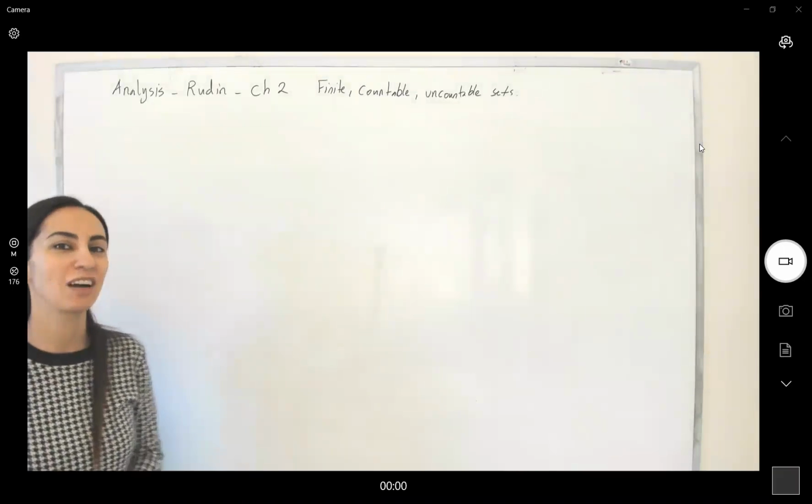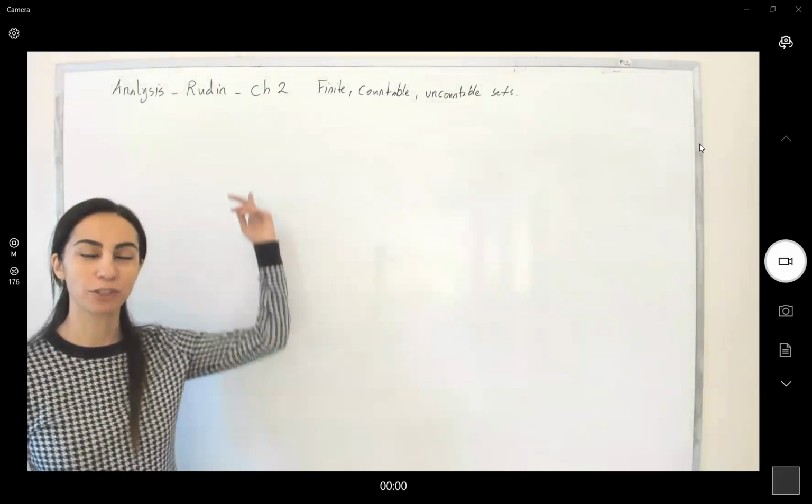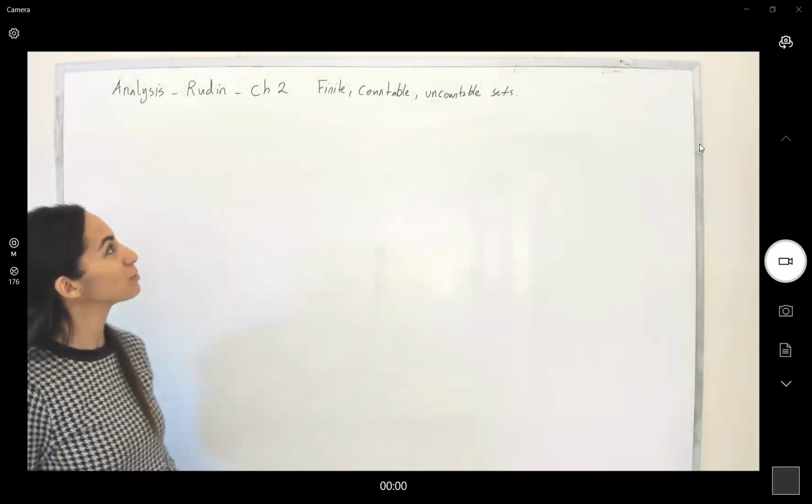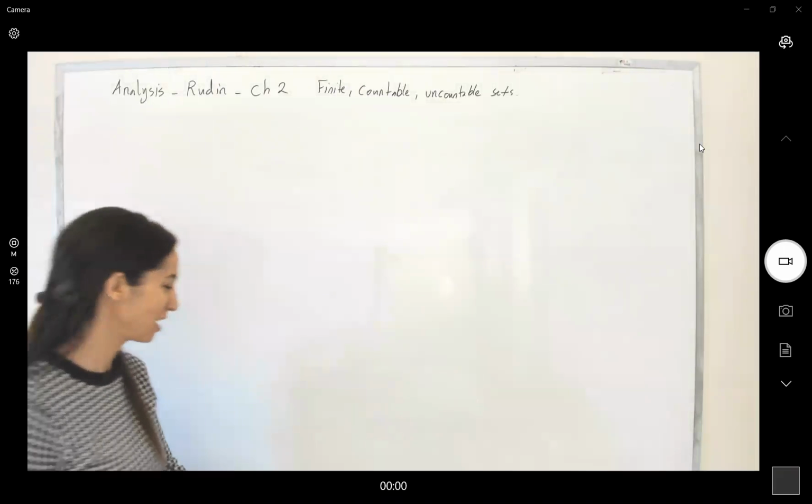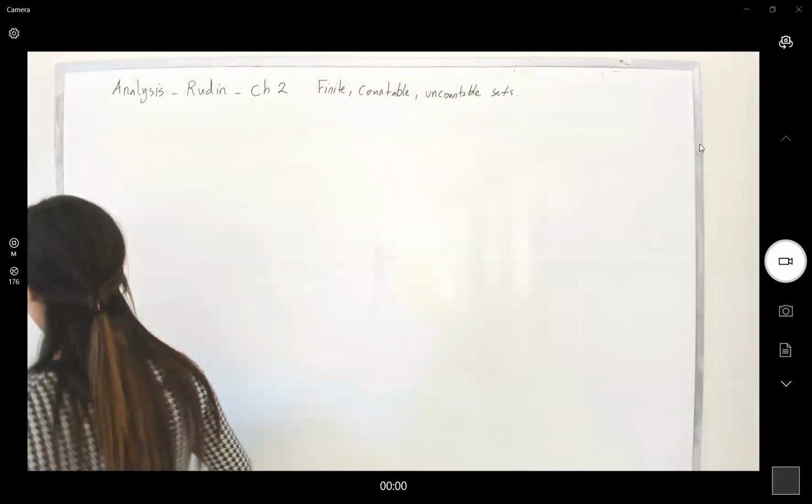We're studying analysis from the book by Rudin. We are on chapter 2, finite, countable, and uncountable sets. So let's go over the introduction.